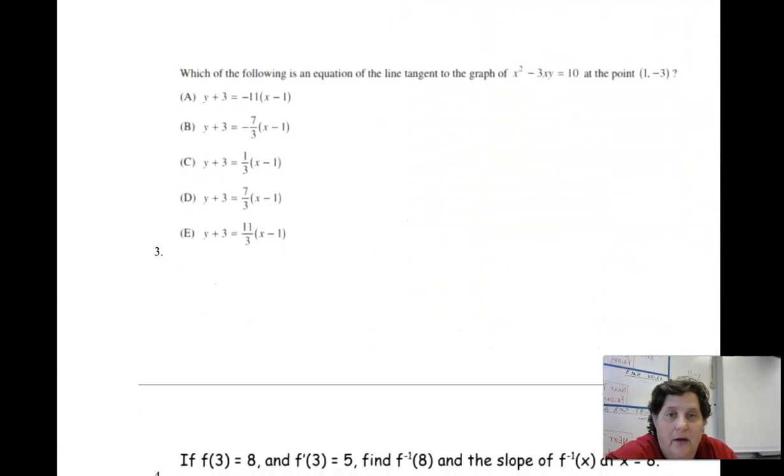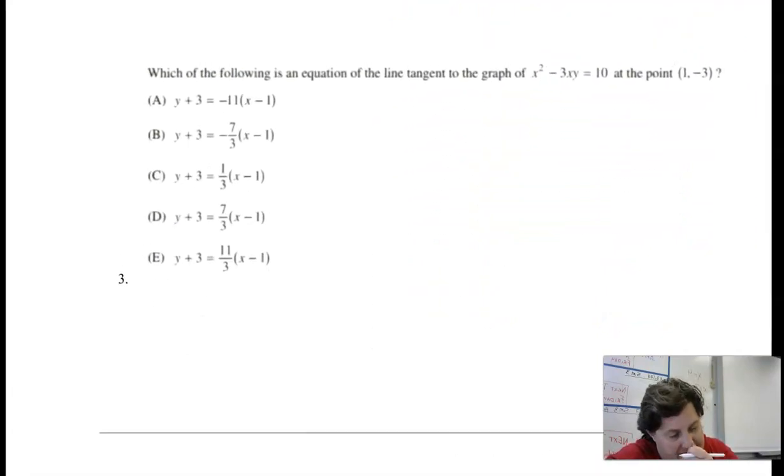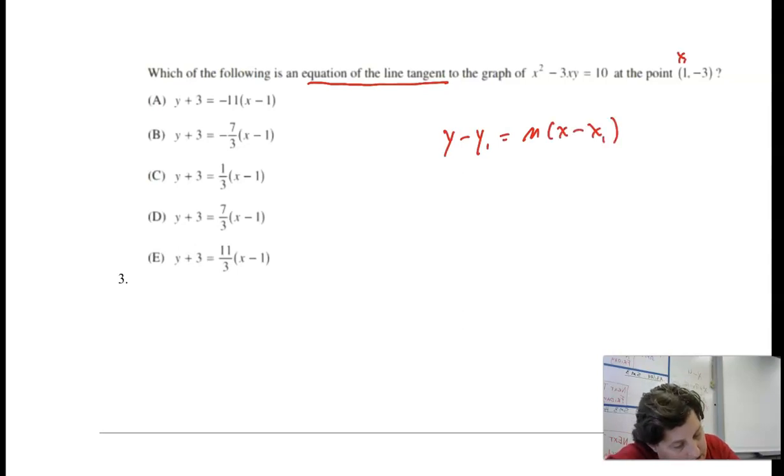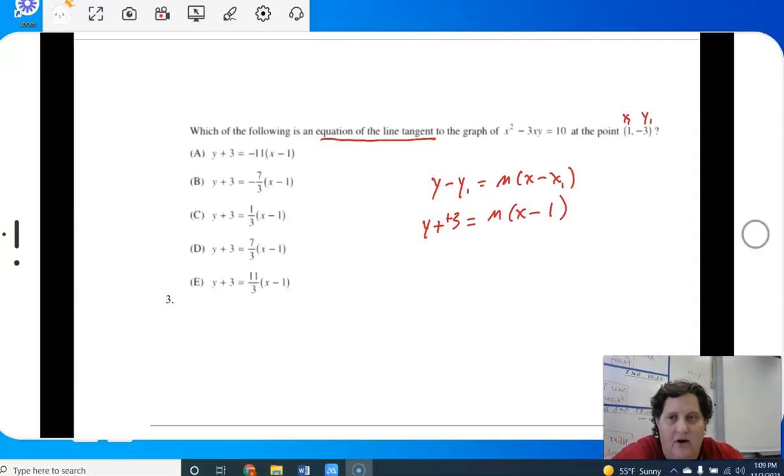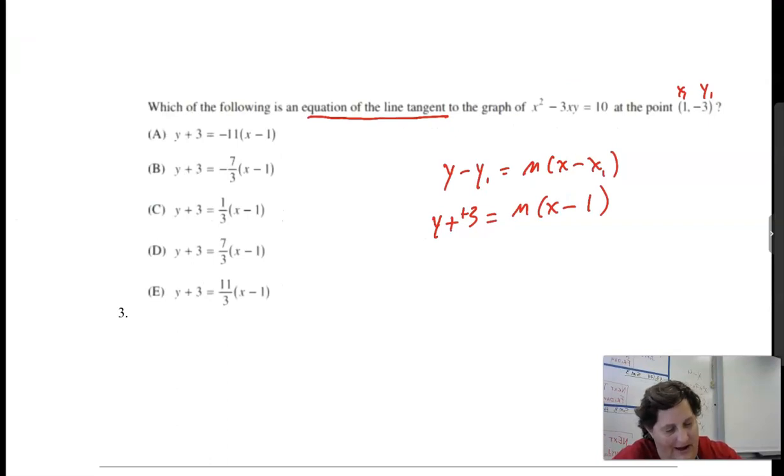Okay, cool. Equation of the tangent line. We love that, right? As soon as we see the words equation of the tangent line, we write y minus y1 equals m times x minus x1. This is x1, this is y1. We can go ahead and look at our answers right here, but actually it doesn't really help me very much because all of these say y plus 3 and all of them say x minus 1. So really the only difference is now finding the slope, okay?